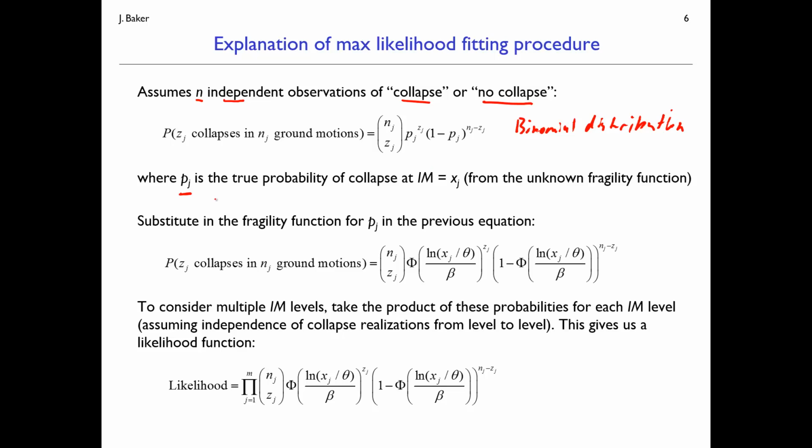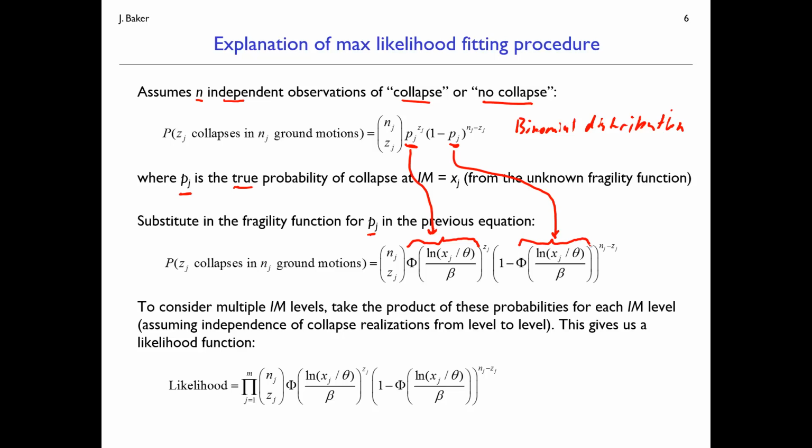This depends on the true probability of collapse, which I don't happen to know yet. If that fragility function is a good model for what's going on with my structure, the probability of collapse of my structure at a given IM level is given by that fragility function. So I'm going to take that same equation from up above, and where I had a Pj, I'm going to substitute in the equation for my fragility function. So there's my fragility function, and then I had a Pj here. I've got one more of these fragility functions.